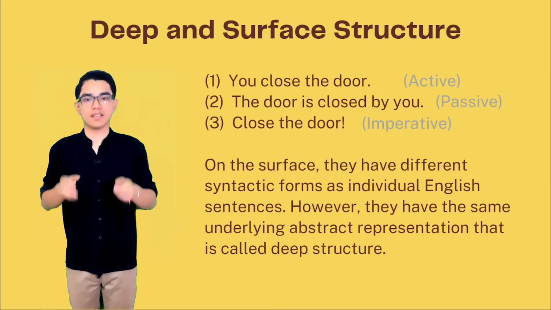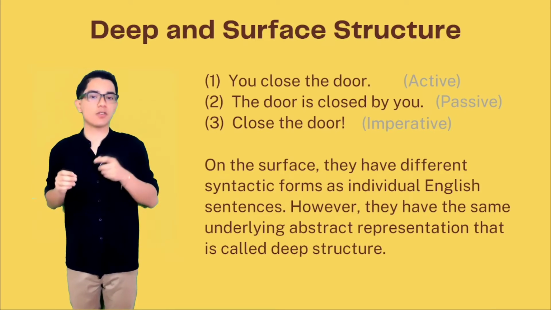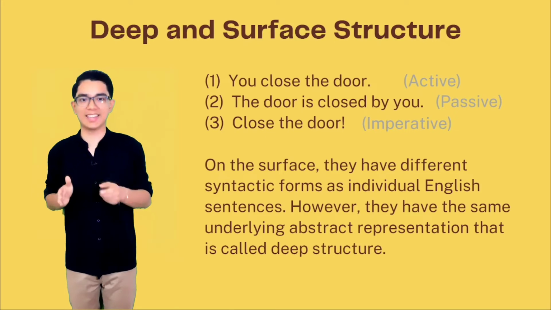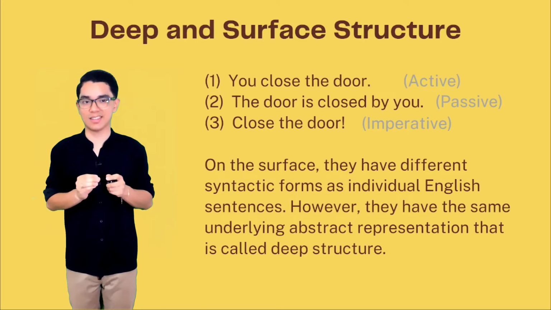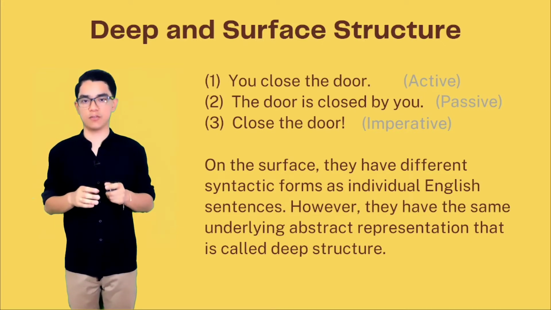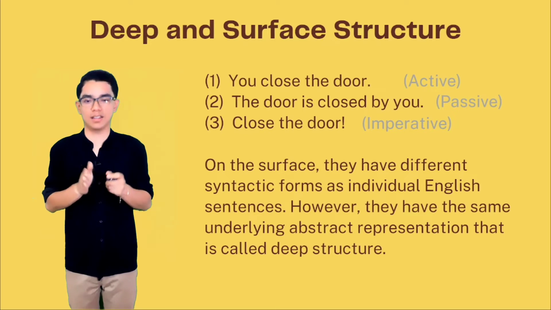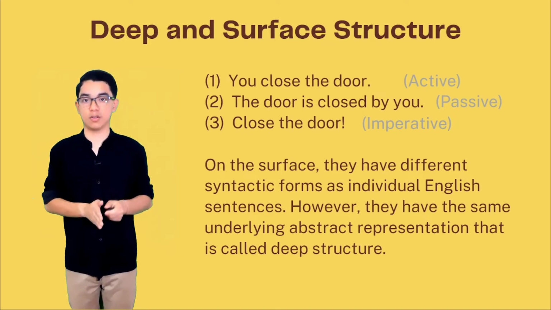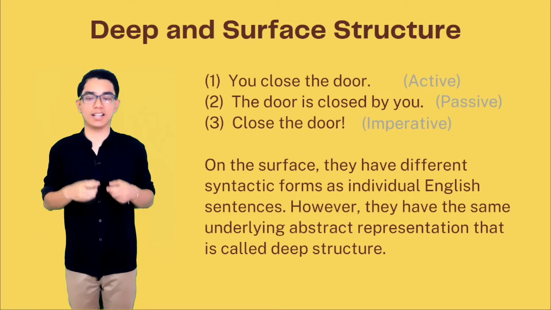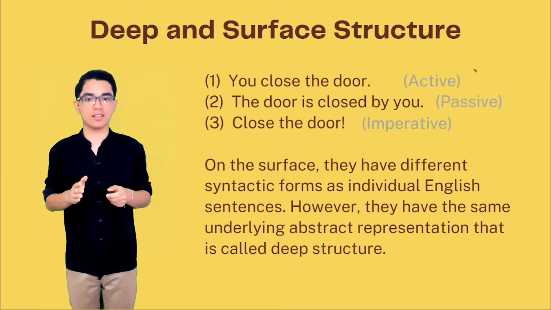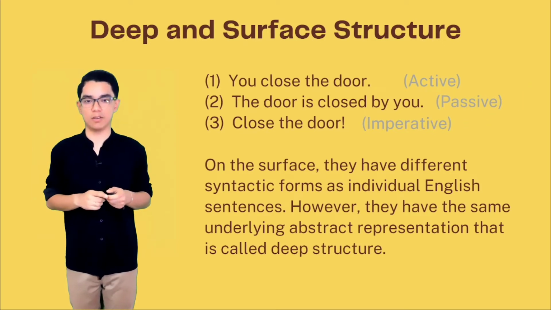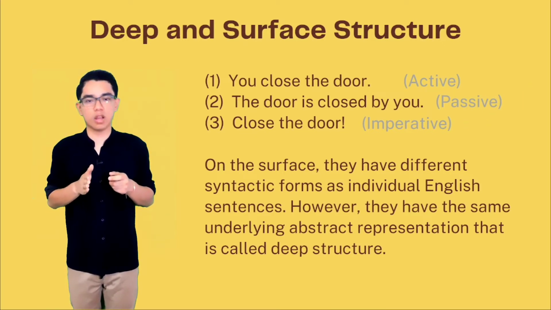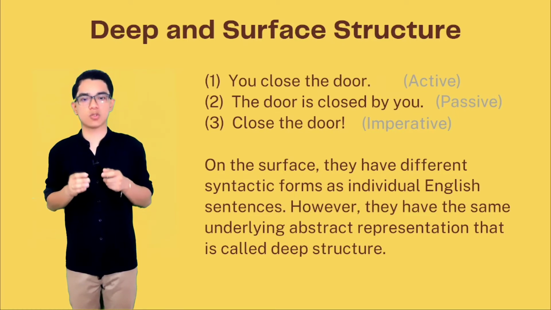Well, they are different in their surface structure. That is, the different syntactic forms they have as individual English sentences. However, this superficial difference in form disguises the fact that the three sentences are closely related, even identical, at a less superficial level. The first sentence is active, the second is passive, and the last is imperative. However, if you look closely, you will find that those three are very closely related, even identical.